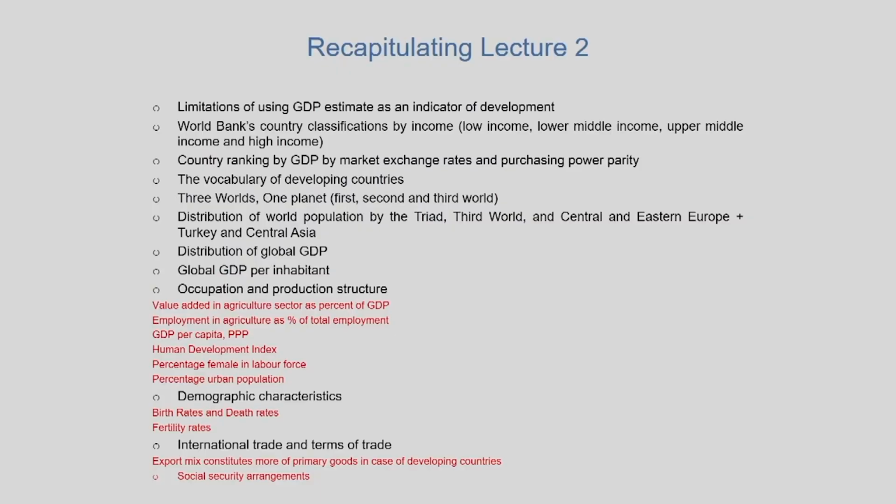In the last class, we first began looking at the limitations of using GDP estimate as an indicator of development. By now, we know that GDP is one of the most used indicators of economic development. However, we discussed that there are at least 4 important limitations of using GDP estimate. One of the first is that it does not take into account unpaid work within the economy.